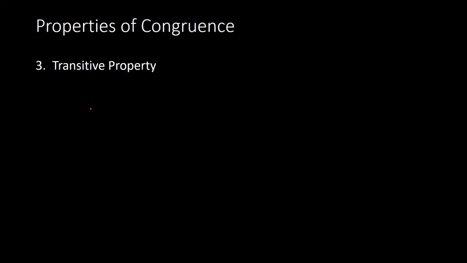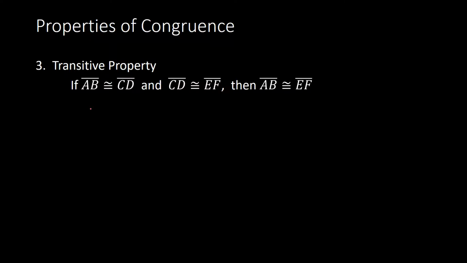Number 3, transitive property, same as with equality. The only difference is with the congruent sign. So if AB is congruent to CD, CD is congruent to EF, therefore AB and EF have to be congruent. And with angles, same idea. Angle E is congruent to angle F is congruent to angle G. Therefore, angle E must be congruent to angle G. That is the transitive property.